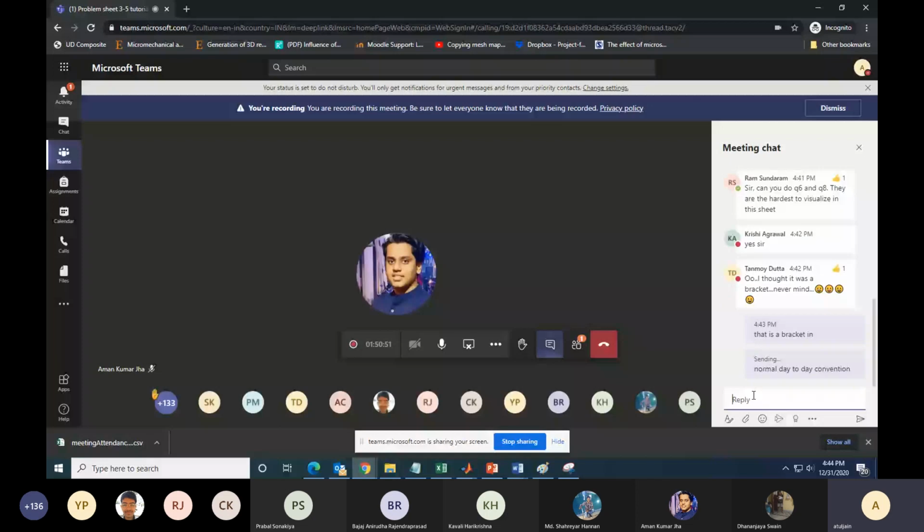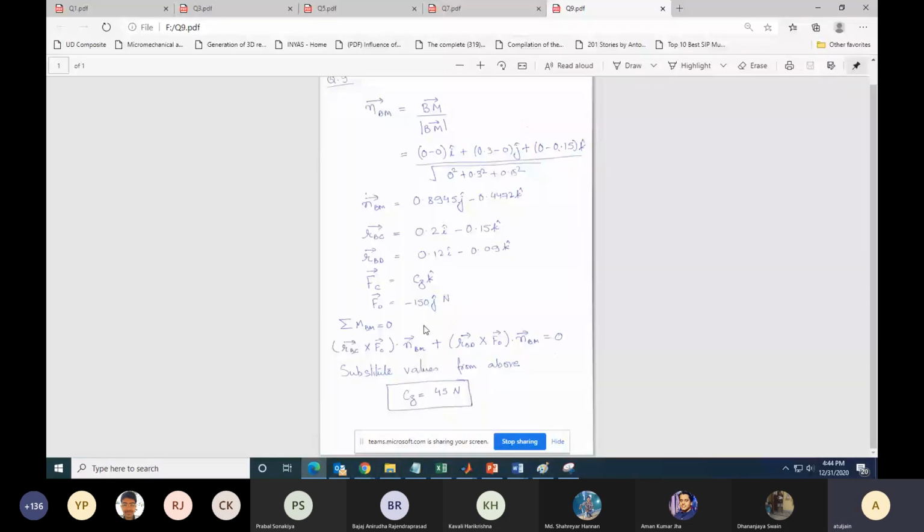So this is my solution. Please check. If you have used some other approach, let me know. Otherwise, just check whether your answer is right or not. I have calculated the unit vector along BM, which is vector BM divided by magnitude of BM, where B is 0 and M coordinates were known. So n_BM comes out to be something like this. R_BC, R_BD, F_C, F_D are all in vector format. And then I said summation M_BM is equal to 0. So (R_BC cross F_C) dot n_BM plus (R_BD cross F_D) dot n_BM is 0. If I substitute the values that I have generated, I will get C_Z is equal to 45 Newton.